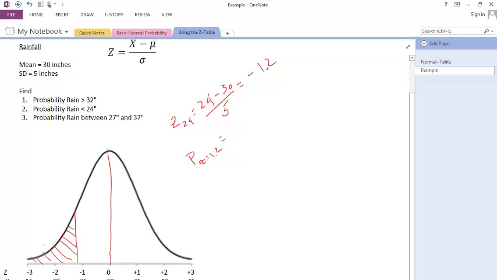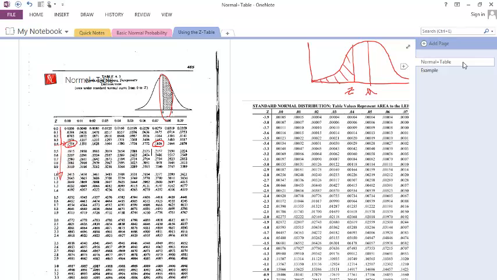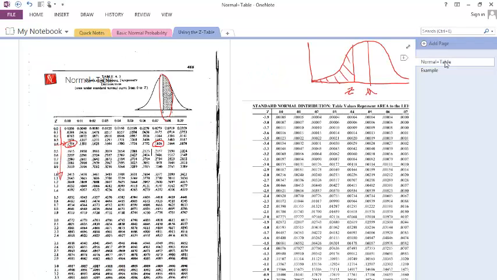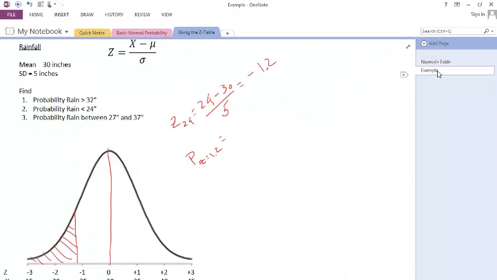It so happens that the second table will give us that area directly. So if I look up minus 1.2, sorry, here it is on the right table, it gives us precisely the area we want, and it's 11%, so this answer is about 11%. Let's do the last one.